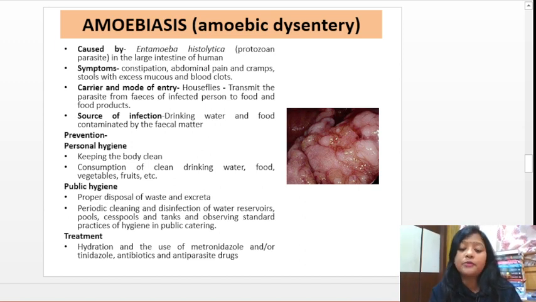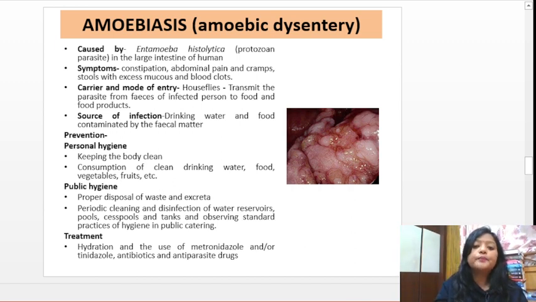And how do you treat this amoebiasis? For treating this, you need to use some antibiotics, some anti-parasite drugs, and hydration is also very, very important. There's a compound known as metronidazole or tinidazole. Using these chemicals in your medicine will help in treating this amoebic dysentery.